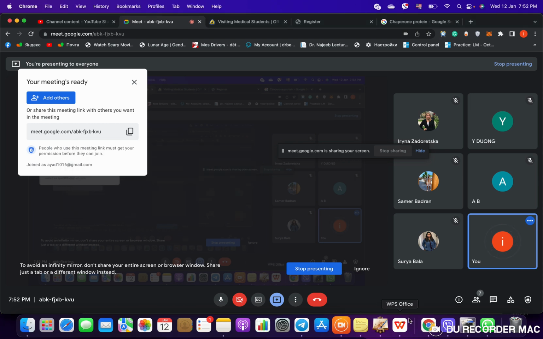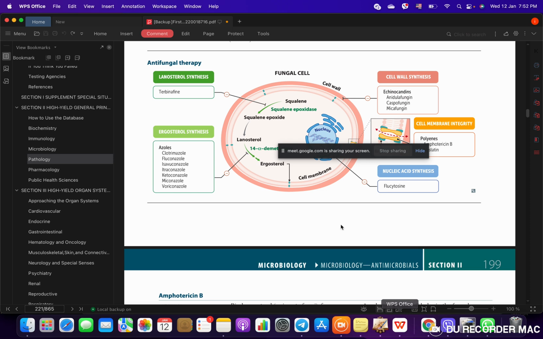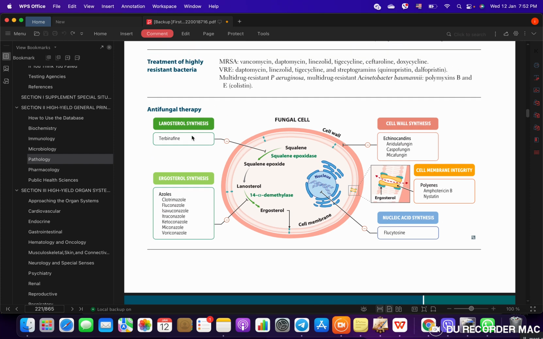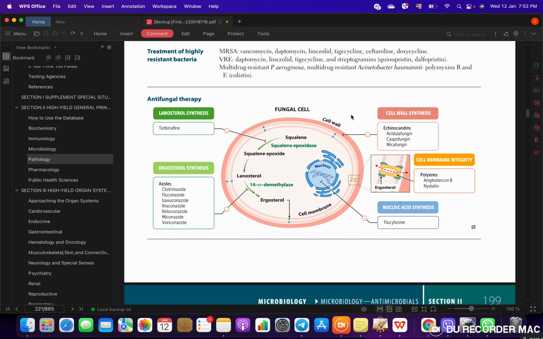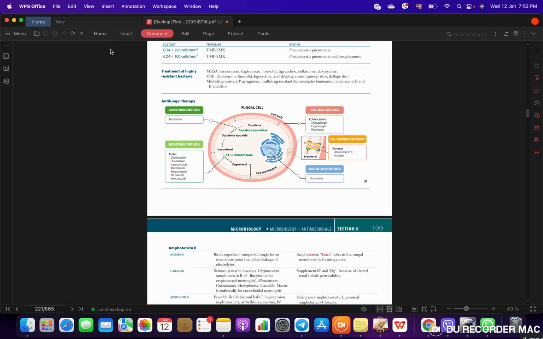Okay, so let's continue our session. We are going to speak about the antifungal drugs. So the antifungal therapy goes something like this. We have lanosterol, and we have ergosterol, and we have all of these weird drugs that we are going to speak about. But the main idea is to kill the fungus. We need to kill the fungus.